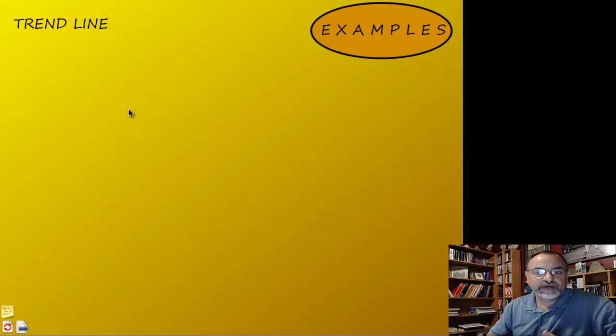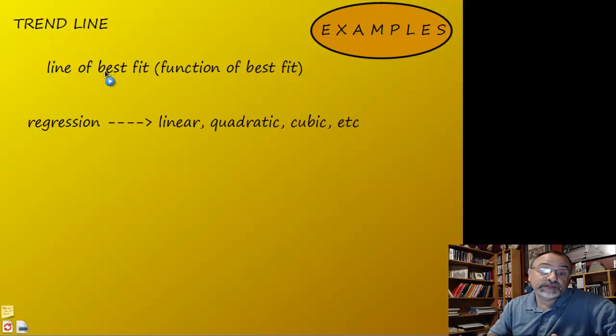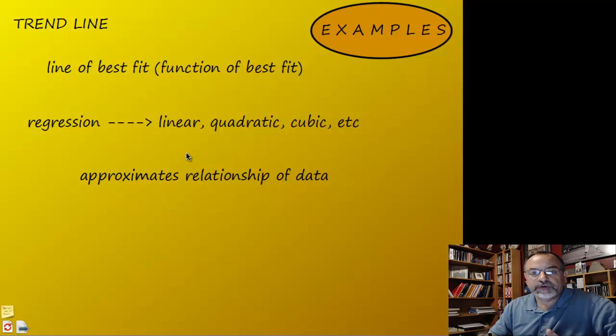Now once we've graphed this data, we want to look for a trend line or a line of best fit. And what this is called in mathematical terms is called a regression. We're looking for maybe a line that fits the data, or it might be a quadratic, we'll look at those later this year, or a cubic, some kind of function that seems to fit the data the best. And then we want to calculate the equation of that line or curve, whatever it is, and that's called the regression. And what that regression line does is it approximates the data.